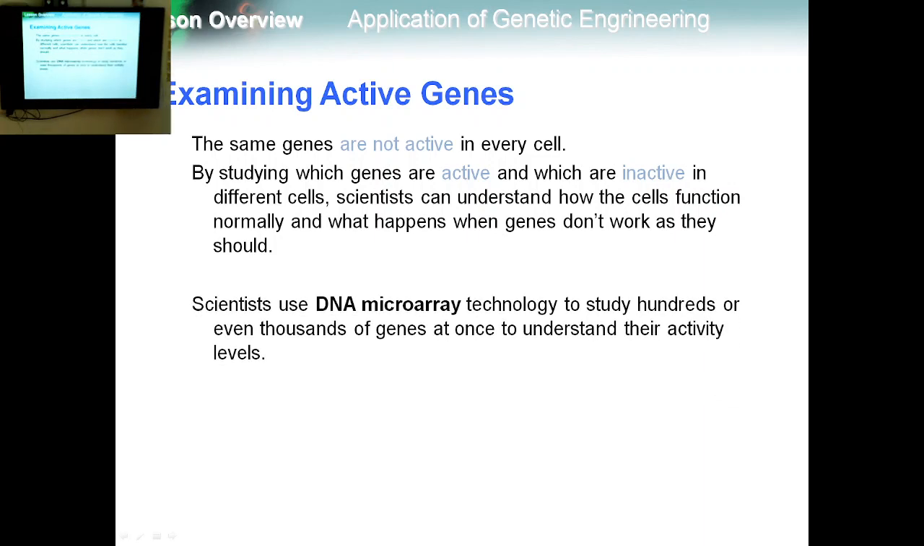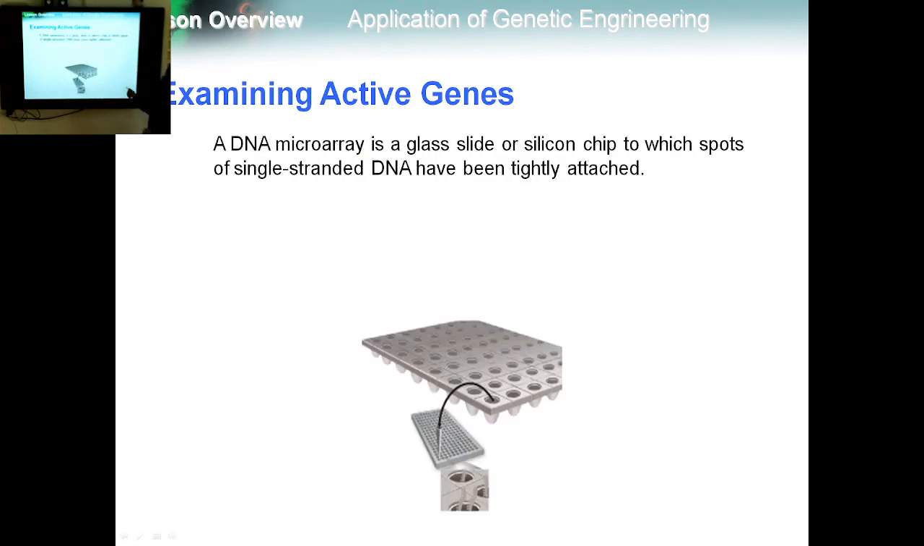Scientists also use DNA microarray technology to study hundreds or even thousands of genes at once to understand their activity levels. So the technology that is used here is DNA microarray. Make sure that you understand that. DNA microarray technology is used to study hundreds or even thousands of genes at once, okay? Let's check how the DNA microarray is done.